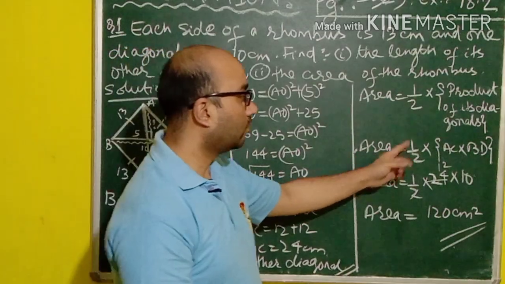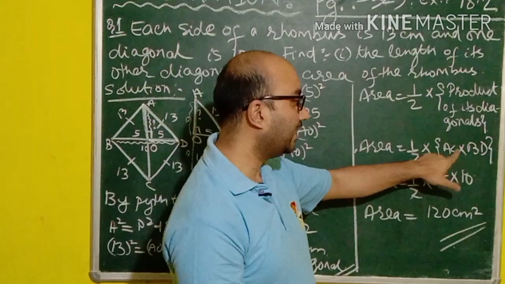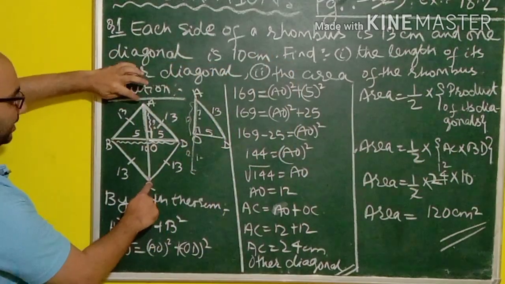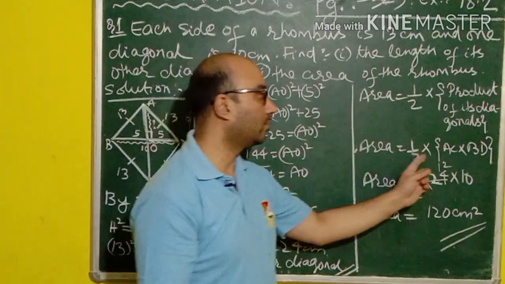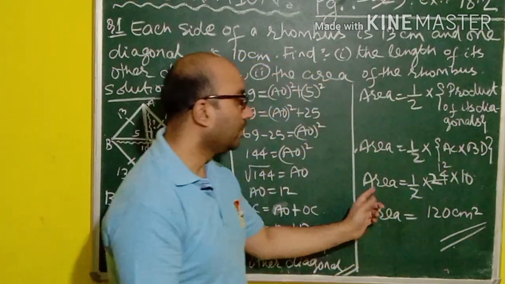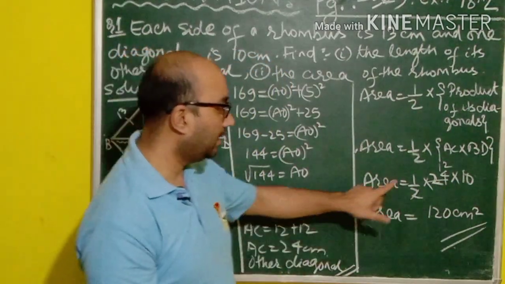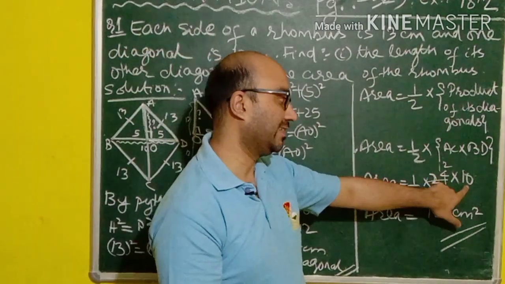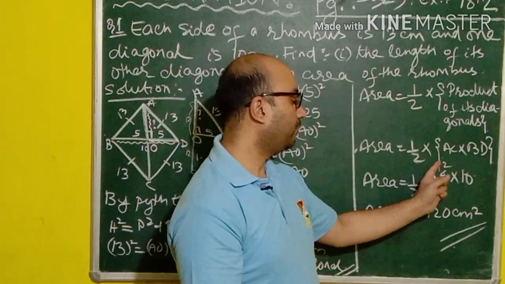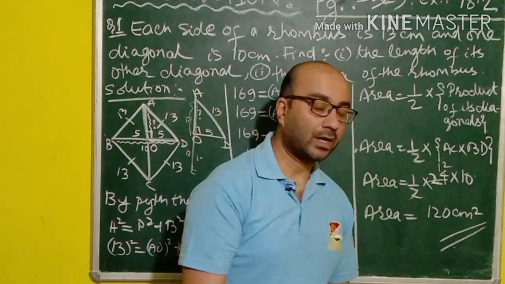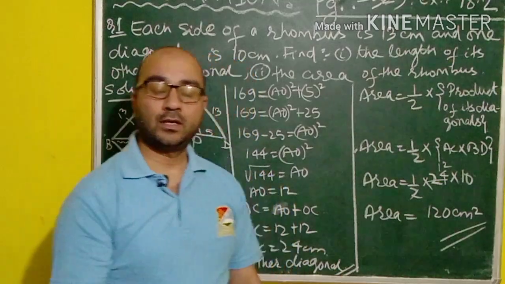So area is equal to half into product of its diagonals. What are our diagonals? AC, this is our first diagonal, and BD, this is our other diagonal. So area is equal to half into AC into BD. We just calculated AC as 24 centimeter, and BD is given in the question, which is 10 centimeters. So we cancel, 2 will go 12 times, so we are left with 12 into 10. So area is equal to 120 centimeter square. This will give us the area of the given rhombus.